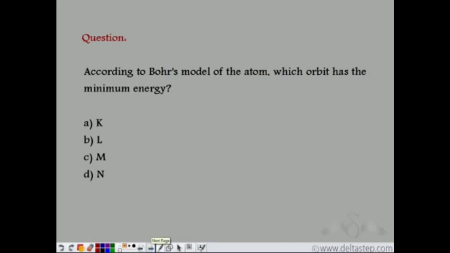According to Bohr's model of atom, which orbit has the minimum energy? Bohr had marked his orbits as if this is the nucleus. So the first orbit he had named as the K shell, the second was L, and he related the size of the orbit to their energy. So the smallest orbit, which is closest to the nucleus, has minimum energy. So the orbit which has minimum energy is the K orbit or the K shell.